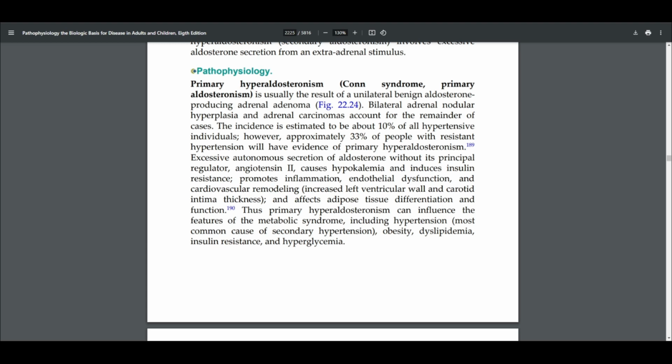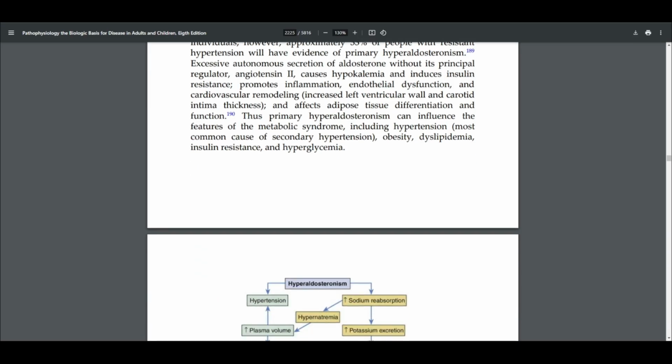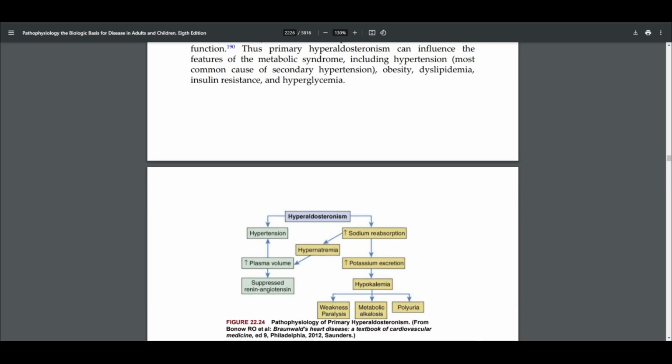Excessive autonomous secretion of aldosterone without its principal regulator, angiotensin II, causes hypokalemia and induces insulin resistance, promotes inflammation, endothelial dysfunction, and cardiovascular remodeling, and affects adipose tissue differentiation and function. Thus, primary hyperaldosteronism can influence the features of the metabolic syndrome, including hypertension, obesity, dyslipidemia, insulin resistance, and hyperglycemia.